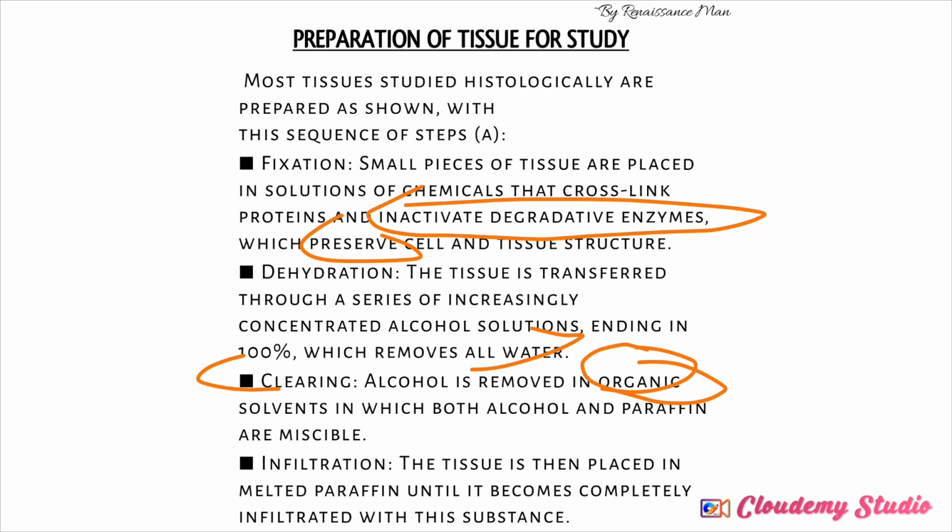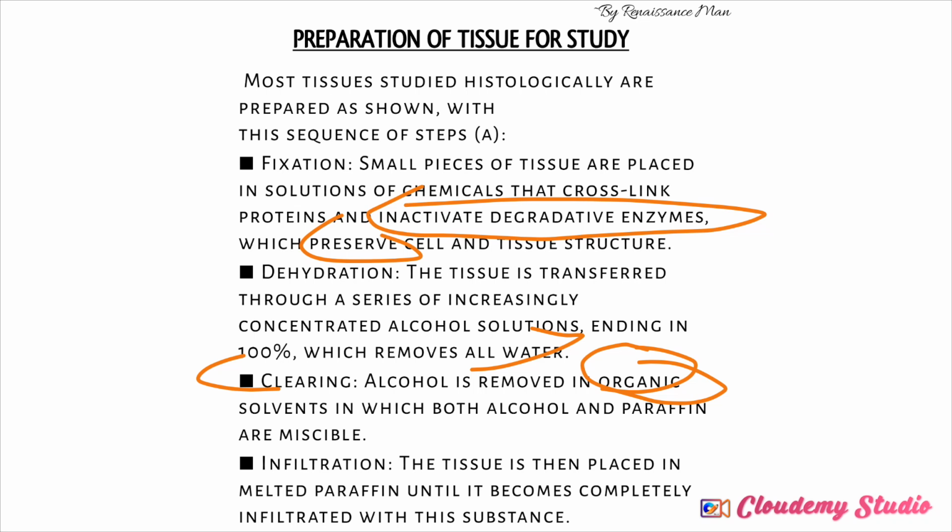In the removal of alcohol. Now, next one is infiltration. If it is under infiltration, the tissue is now placed in melted paraffin until it becomes completely infiltrated with the substance. You know what paraffin is? Candle, for example, you can get paraffin from candle.